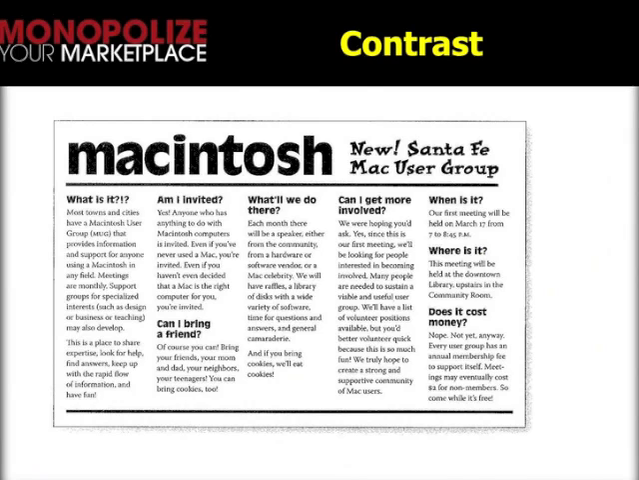So this is a really good way. I want you to consider how much text is on this flyer and how easy it is to work through it, even though there's a tremendous amount of text. I can quickly see, what is it? Am I invited? Can I bring a friend? What do we do there? Can I get more involved? When? Where? Does it cost money? Everything is easy to read.